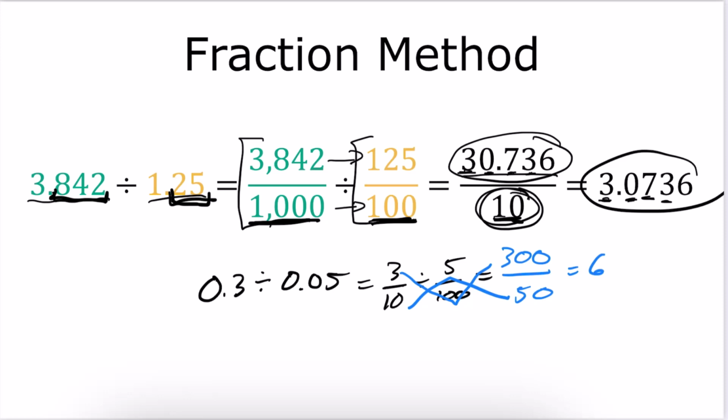Or you could also think about it as 300 divided by 50 and do the long division, and that would also give you the number 6. So that's how the fraction method works.